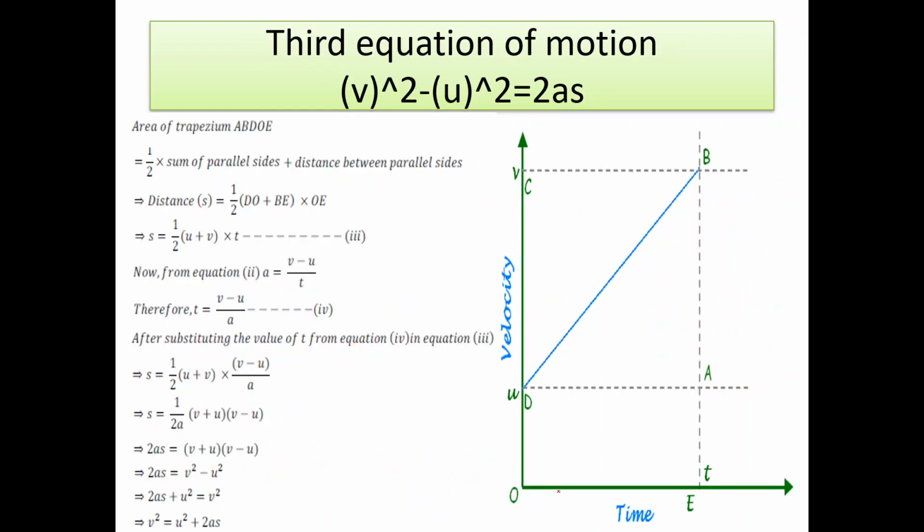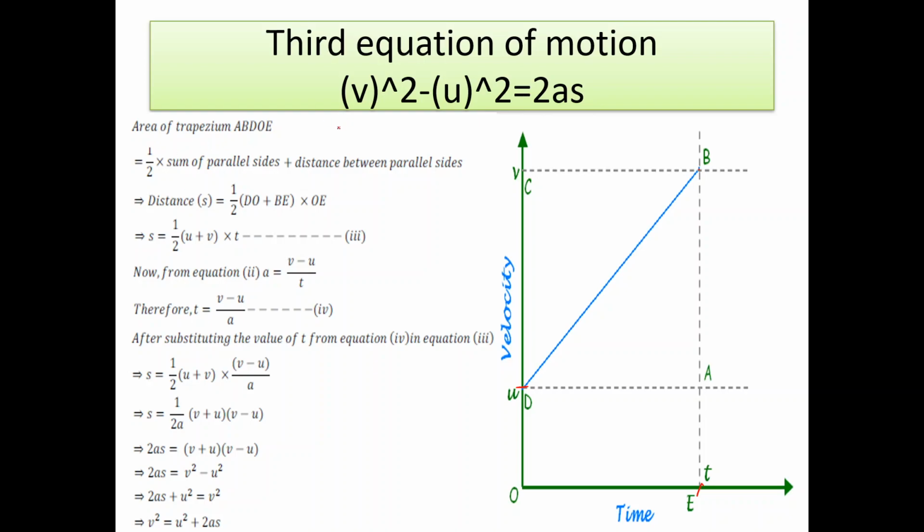Now the third equation of motion. Again we'll take the same hypothesis that an object is moving with initial velocity u. In time t, it reaches a velocity v. So draw these perpendicular lines and you will get this figure, a trapezium. Again, v square is equal to u square plus 2as, the velocity-position equation. Right? You get velocity, acceleration, displacement. t, time, is not here.